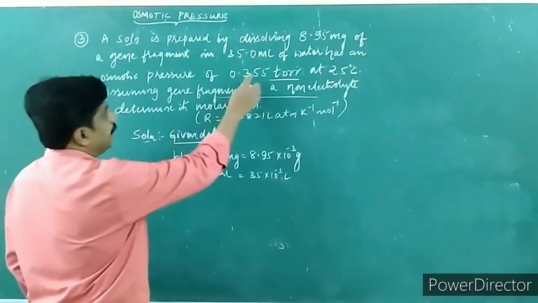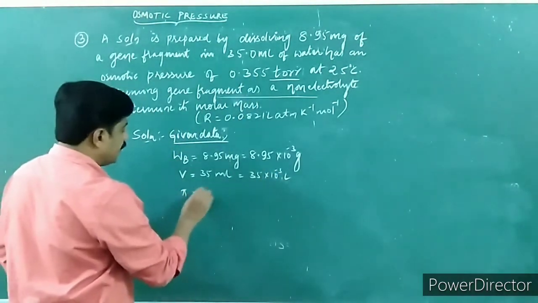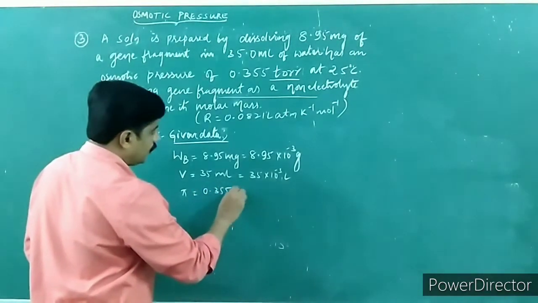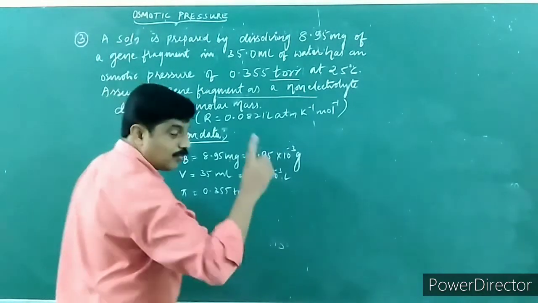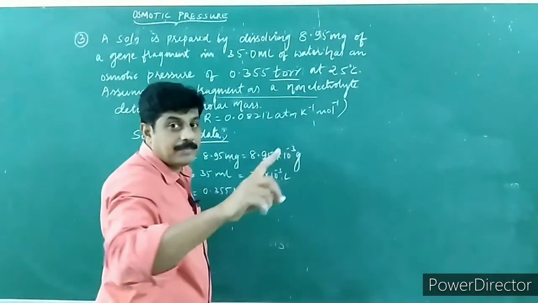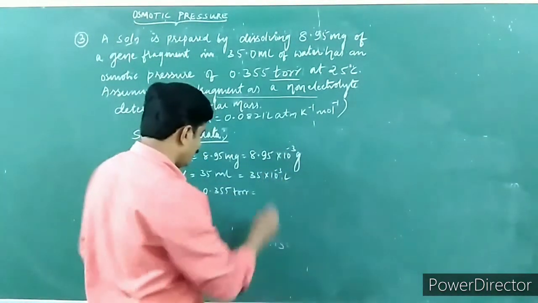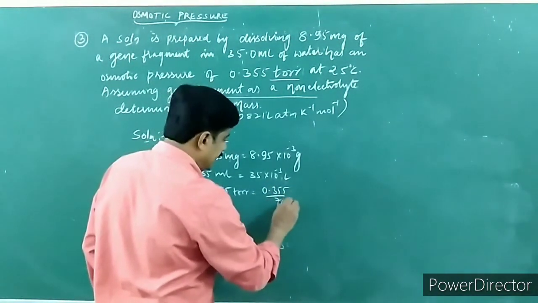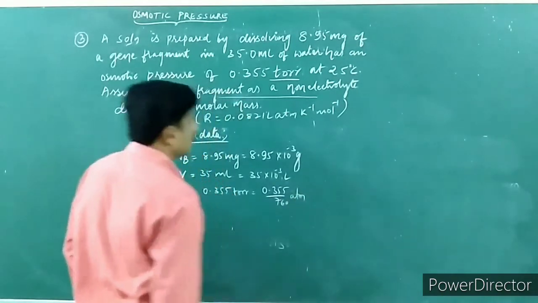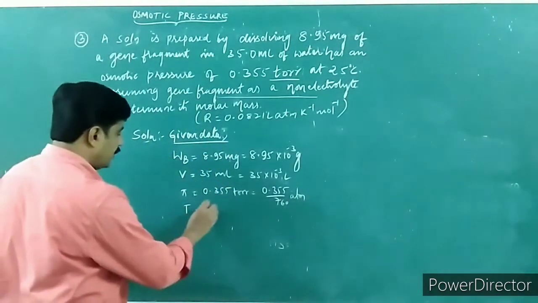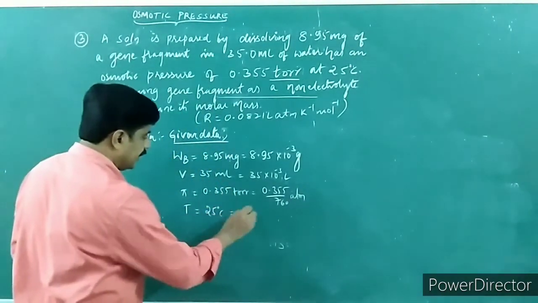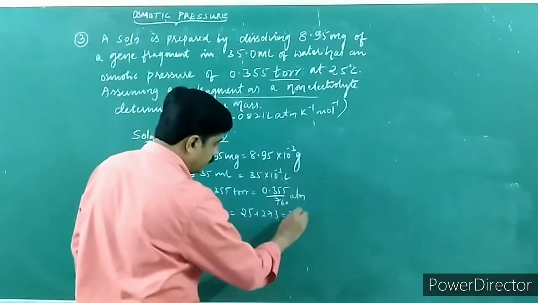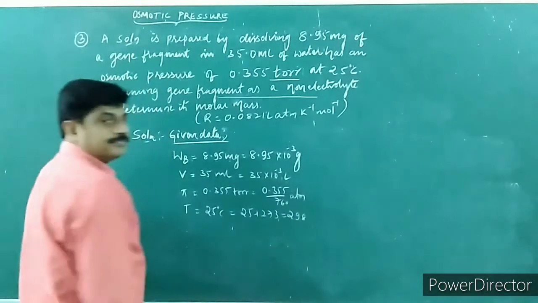What else? Pressure is given. Osmotic pressure, pi is equal to how much? 0.355 torr. I said 1 torr is equal to 1 mm mercury, is it not? Now 0.355 upon 760, then you are going to get the atmospheric pressure. Then temperature is given. How much? 25 degrees Celsius. Convert that into Kelvin. 25 plus 273, you are going to get 298 Kelvin.